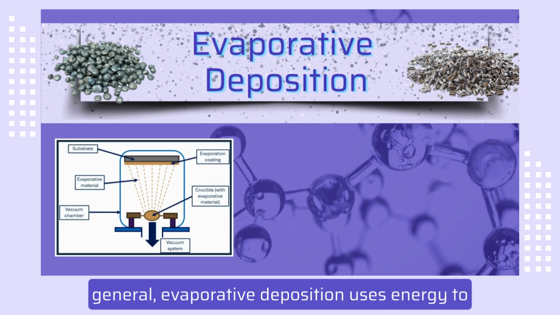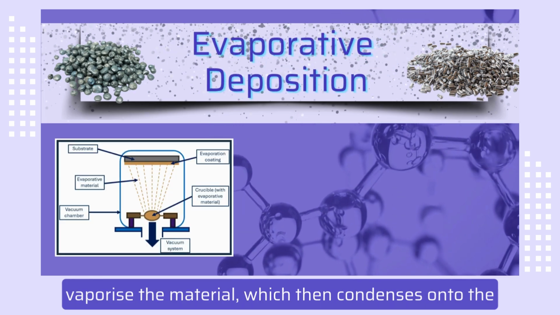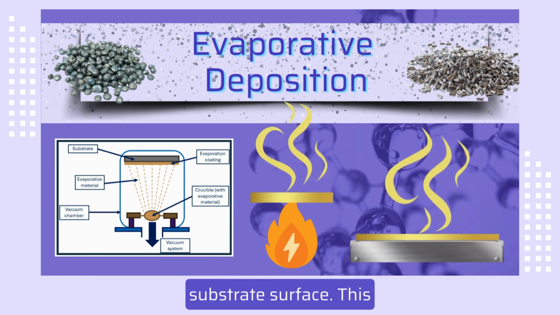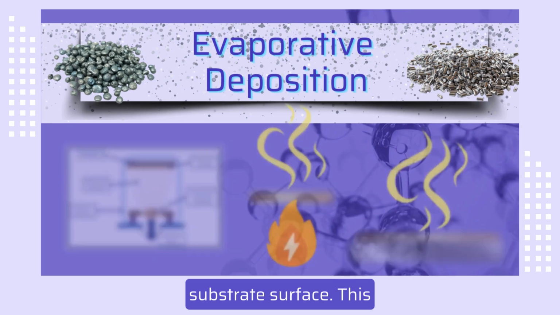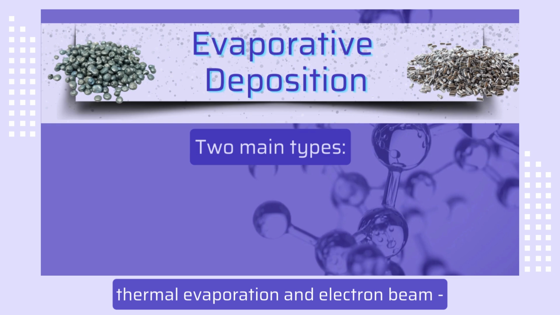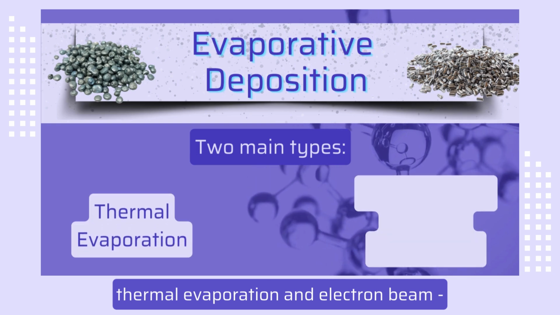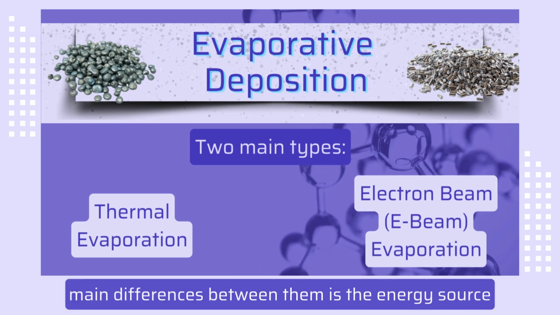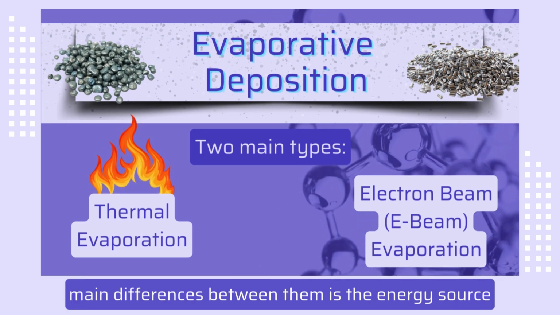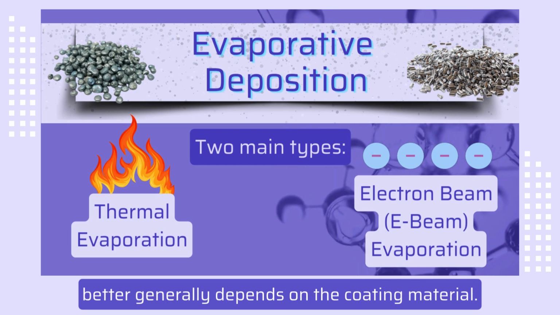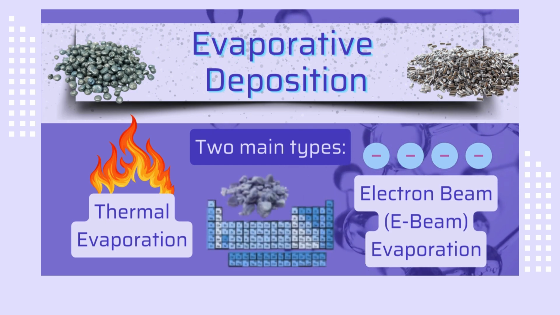In general, evaporative deposition uses energy to vaporize the material, which then condenses onto the substrate surface. This comes in two main types: thermal evaporation and electron beam, also known as E-beam evaporation. The main difference between them is the energy source responsible for the heating, and which method is better generally depends on the coating material.